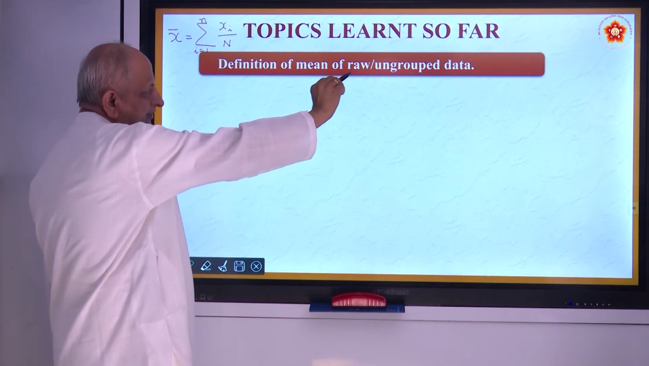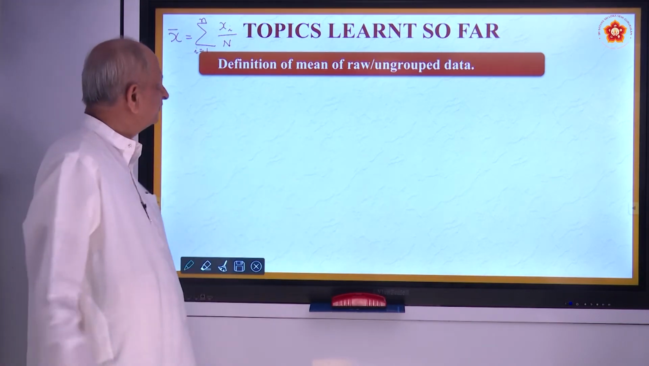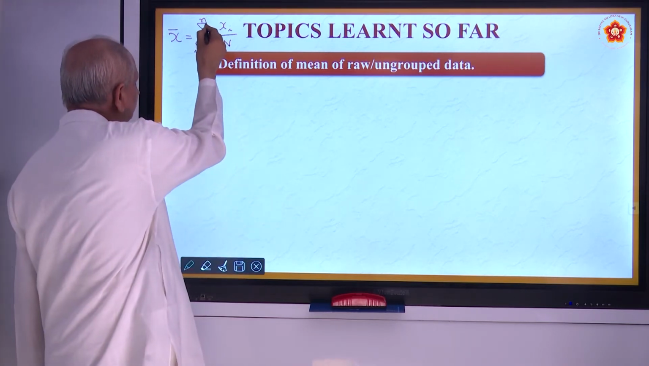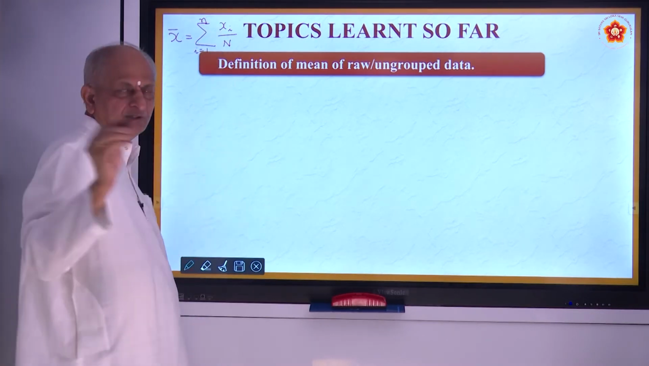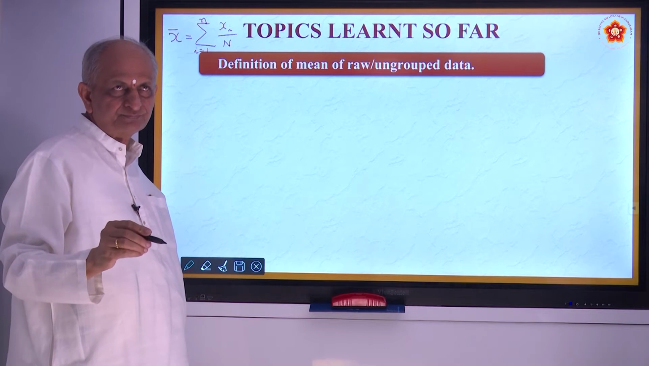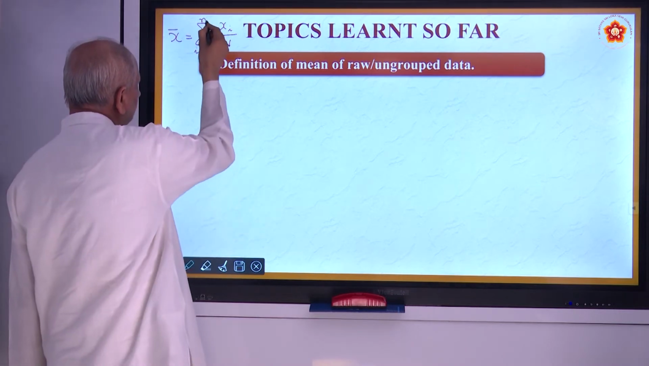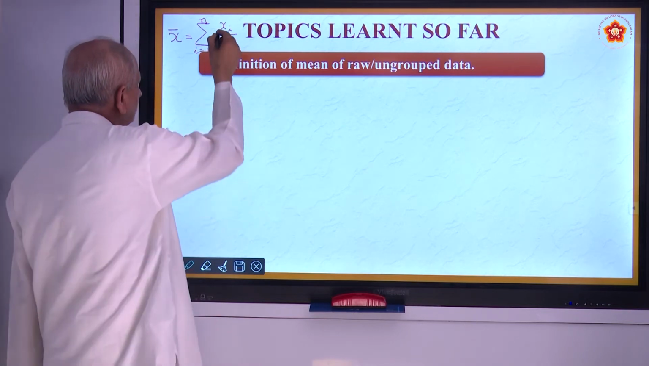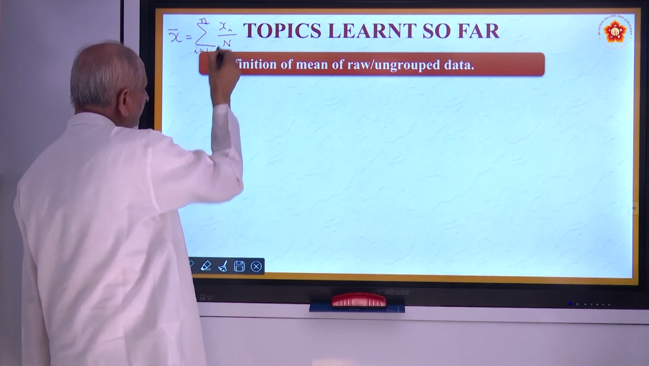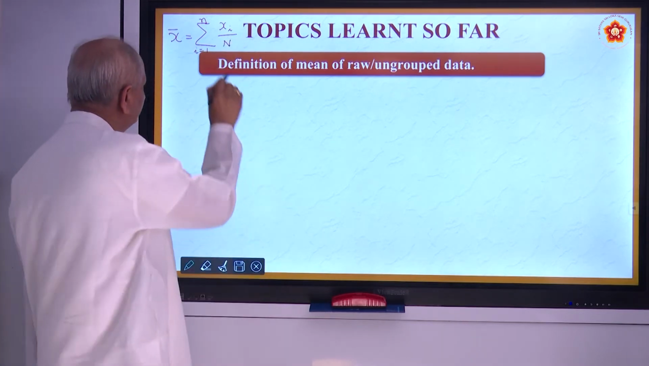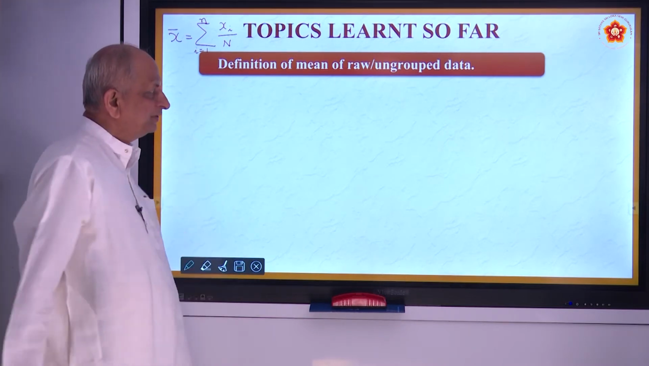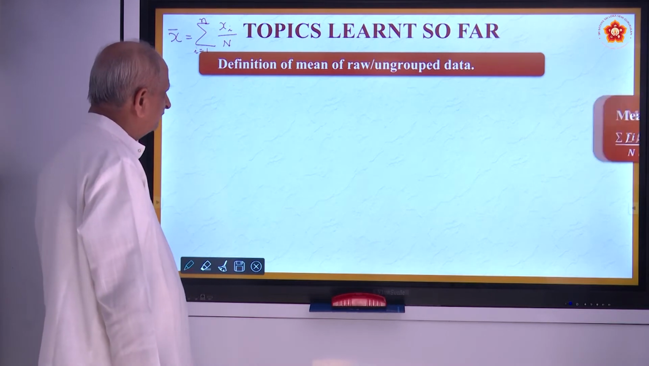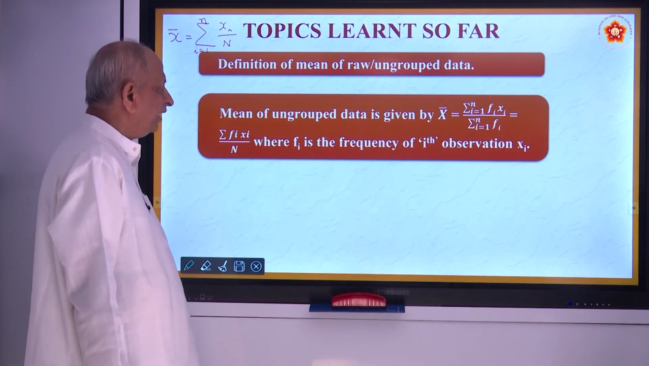The definition of the mean of ungrouped data is the sum of all the observations. We call it sigma. Sigma stands for the sum of all the observations from i equal to 1 to n, where i means the numbers, and we write it as sigma xi by n. So sigma xi means the sum of all the observations divided by the number of observations, the total number of frequencies. That is for raw ungrouped data.